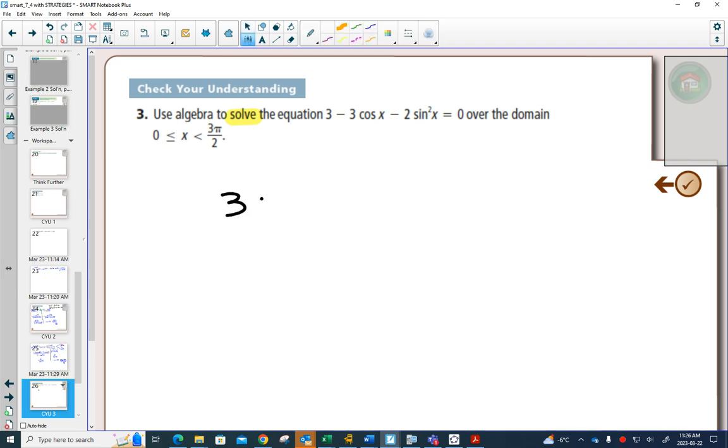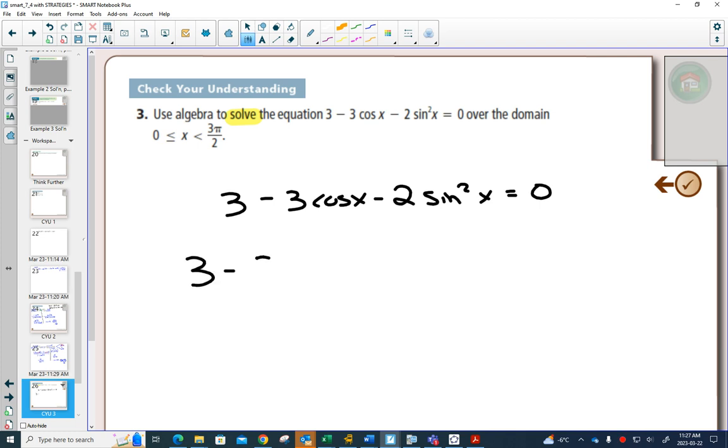Again, we run into an initial problem that this question has two trig functions. It has sine x and it has cos x. So then we have to think, is there a way with our identities that we could get everything with cos? Yes. We've done this before. This was a question we did in chapter 6 as well.